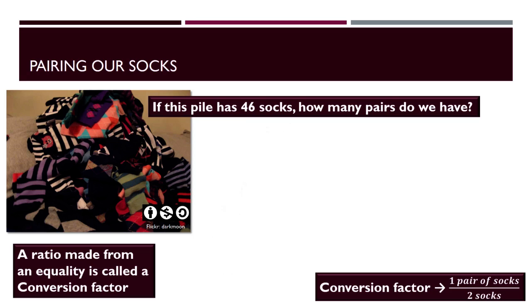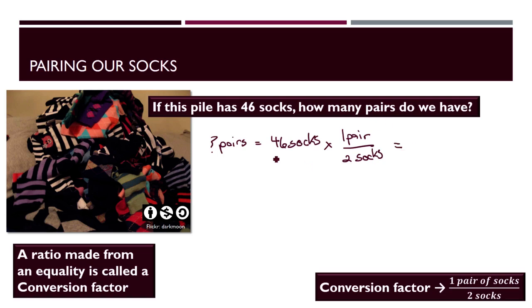The question we ask whenever we do dimensional analysis is, how many of the new unit will I have if I start with a certain number of the old unit? Okay, so in this case, our question is, how many pairs are equal to 46 socks? Pairs are our new units, socks are our old units. So we multiply by our conversion factor of 1 pair over 2 socks.